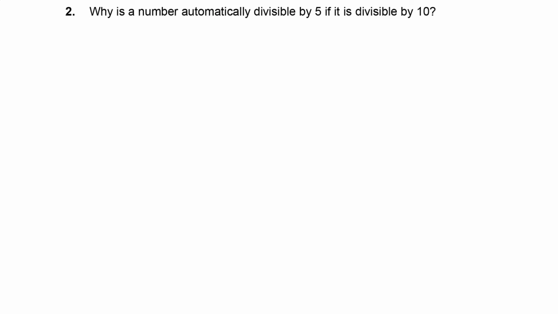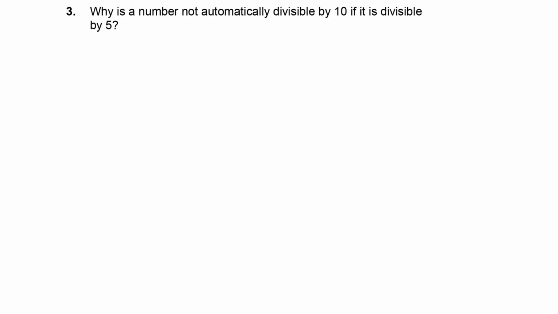Why is a number automatically divisible by 5 if it's divisible by 10? The answer is that 10 can be divided into 5 times 2. Because 10 is divisible by 5, therefore any number that's a multiple of 10 will also be divisible by 5.